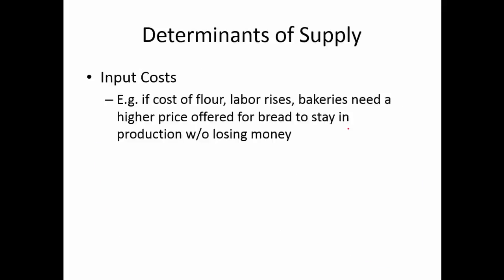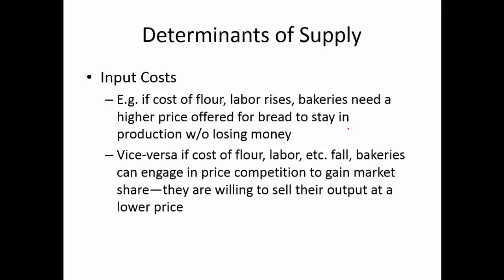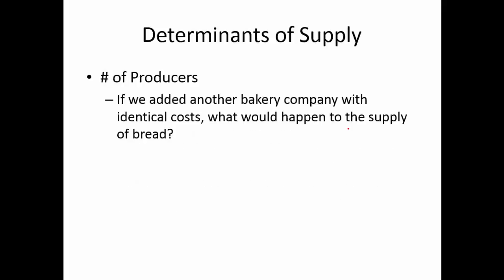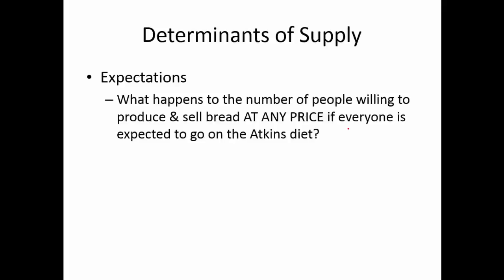So if the taxes go up, your costs go up, and your supply curve will shift to the left. Now, input cost is an obvious one. If the cost of flour or the workers rises for the bread factory, the company needs a higher price on bread to stay in business without losing money, to cover its costs. And if those costs fall, the bread factory can lower its prices to capture more market share. The number of producers: we add another bakery with identical costs, what would happen to the supply of bread? Well, it would be shifted to the right. It would be doubled.